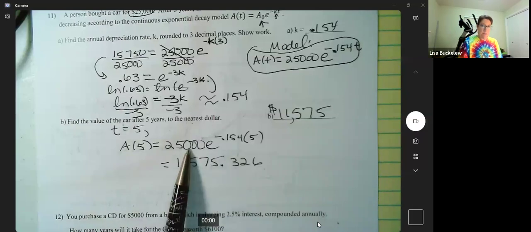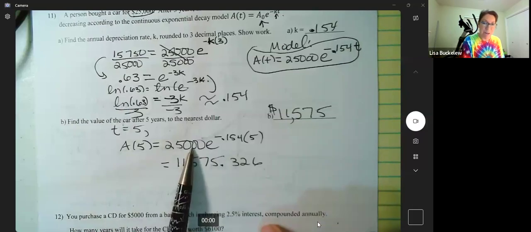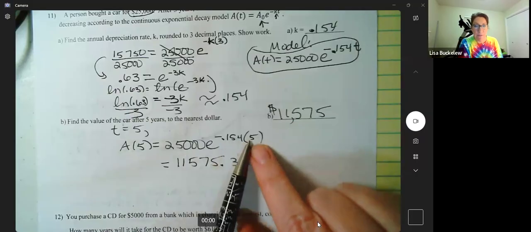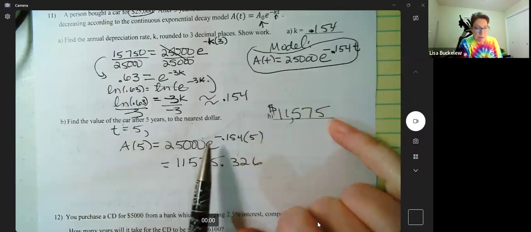So a $25,000 car, losing value at a rate of 15.4%, will in 5 years have a value of $11,575. That's what that's saying.